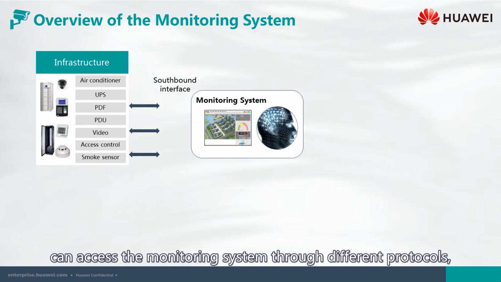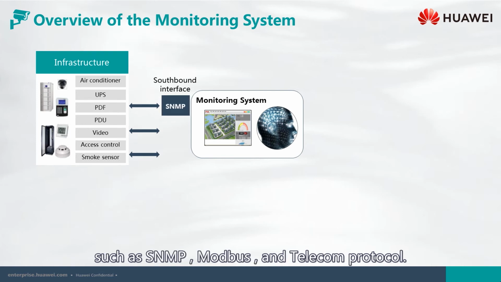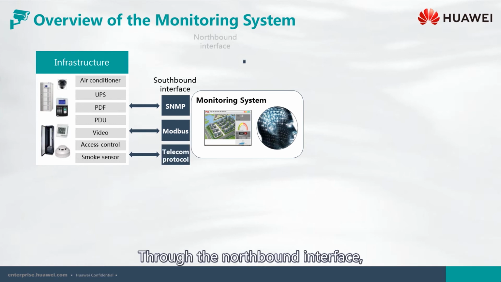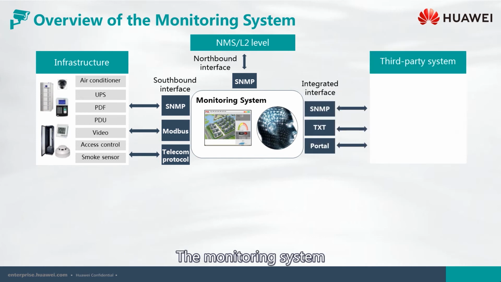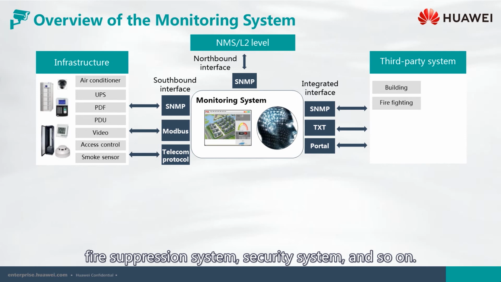Different devices can access the monitoring system through different protocols, such as SNMP, Modbus, and Telecom Protocol. Through the northbound interface, the monitoring system can connect to the Superior Network Management System. The monitoring system can also integrate with third-party systems. For example, the building system, fire suppression system, security system, and so on.